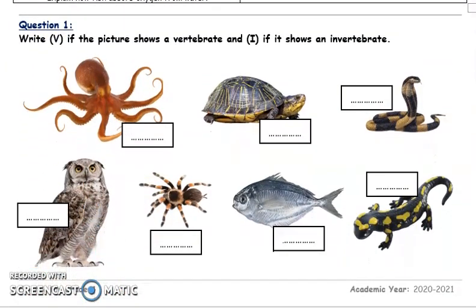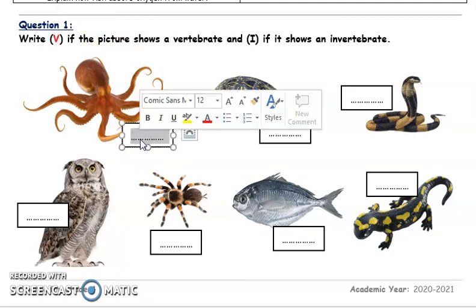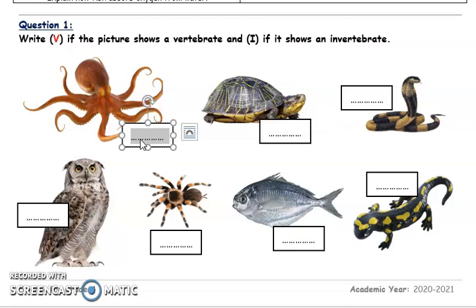Write V if the picture shows a vertebrate, and I if it shows an invertebrate. Vertebrates are animals with a backbone. Invertebrates are animals without a backbone. So I will use the letter V for vertebrates and I for invertebrates. The octopus is an animal without bones. It has no bones. So this animal is classified as an invertebrate.